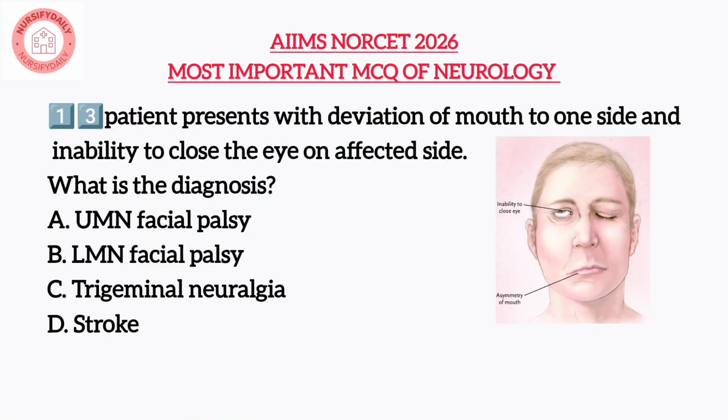Patient presents with deviation of mouth to one side and inability to close the eye on affected side. What is the diagnosis? A. Upper motor neuron facial palsy, B. Lower motor neuron facial palsy, C. Trigeminal neuralgia, D. Stroke.